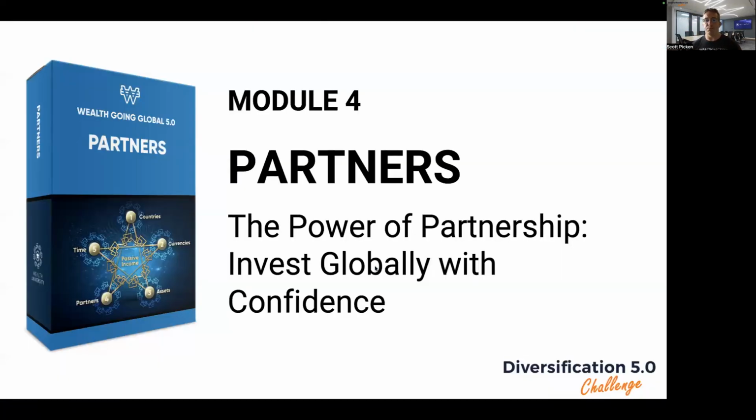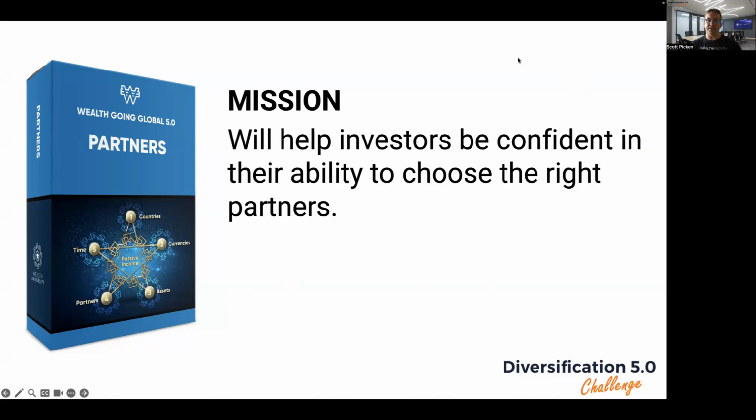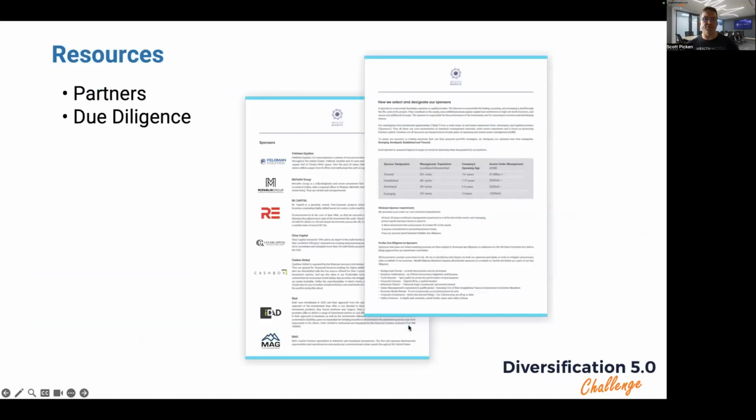So we're going through module 4, partners, the power of partnership, investing globally with confidence. The mission is to help investors become confident in their ability to choose the right partners and avoid the mistakes that 80% plus of other people actually make. So how do you do partners and due diligence? In the resources, we've actually got a couple of white papers and cheat sheets on the different types of partners, and then how do you do your due diligence.